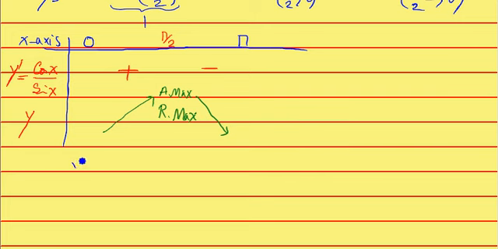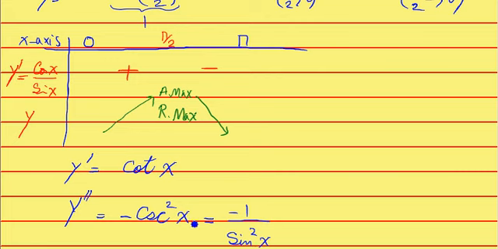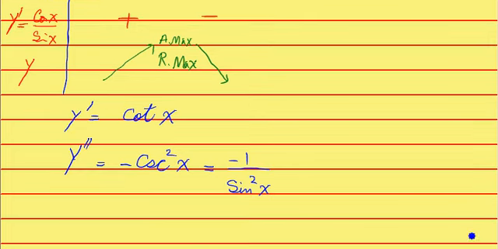So by now, we had that y prime is cotangent of x. So what is y double prime? If you remember, what's the derivative of cotangent? Well, that was minus cosecant square of x. Or if you want to start with more familiar functions, cosine and sine, you differentiate that, you are going to get minus 1 over sine square of x. It's the same function.